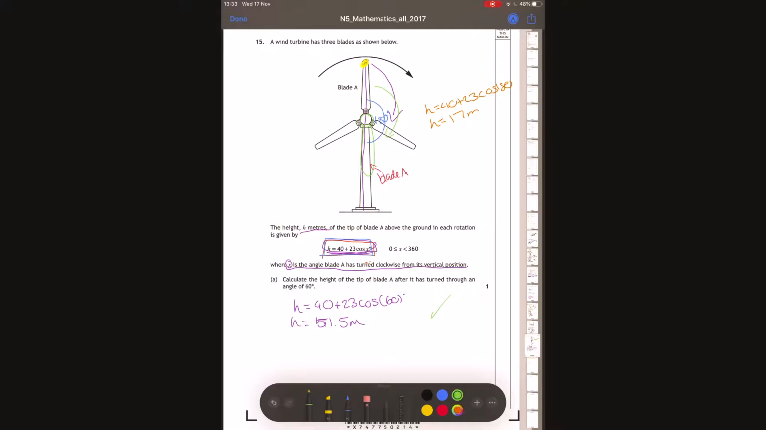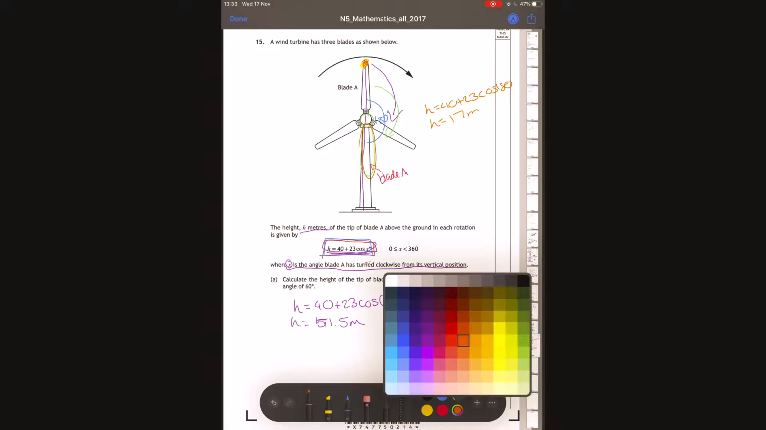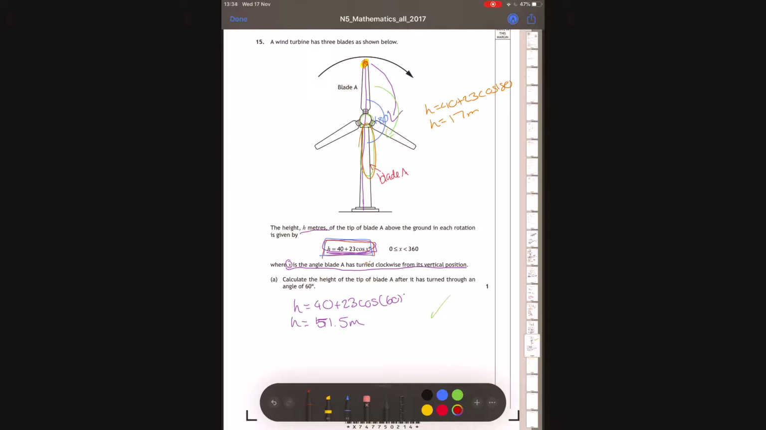So you get what I did there, guys? I was like, when is the blade A going to be at its minimum height above the ground? Well, when it's the complete opposite, because here is its maximum height above the ground. So then we ask ourselves, how do I find the height? What do we need to do this? Well, we need the angle. Found the angle, it's 180, substituted that in, and I got my 17 meters. So, hope that makes sense.